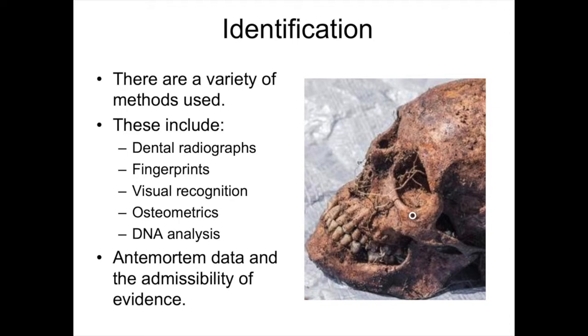There are a variety of methods that are used to establish identification. These include things like DNA analysis, visual recognition of the remains themselves, and then, of course, bringing in next of kin to be able to do that as well. Radiography, there's a variety of applications there. Probably the most common is dental radiography. Fingerprinting, and then a variety of biometric analyses, which also include our osteometrics and craniometrics.